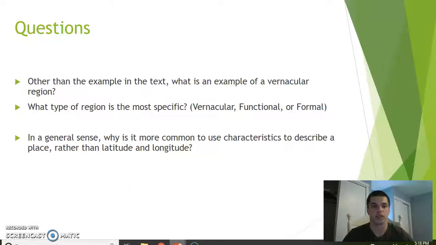So the questions I want to leave are, other than the example in the text, what's an example of a vernacular region? What type of region is most specific: vernacular, functional, or formal? And in a general sense, why is it more common to use characteristics to describe a place rather than latitude and longitude?